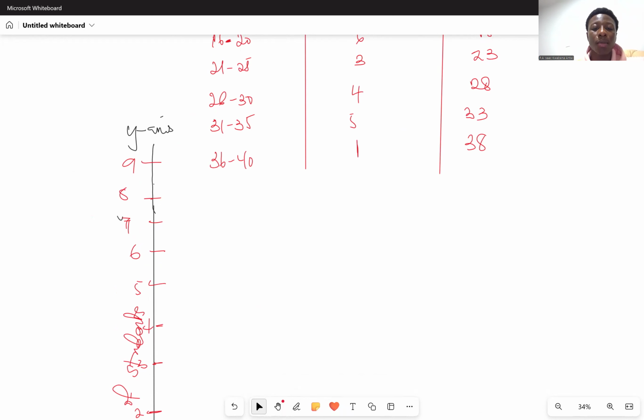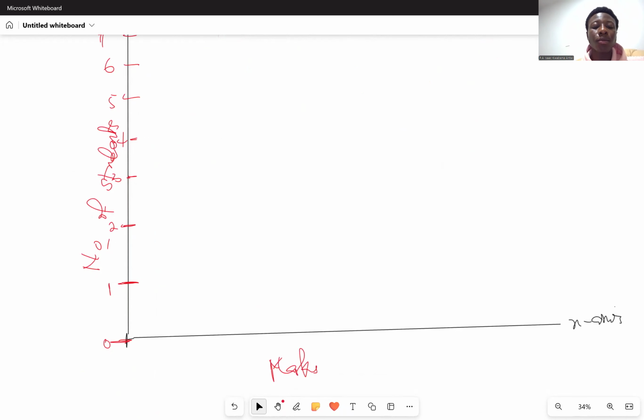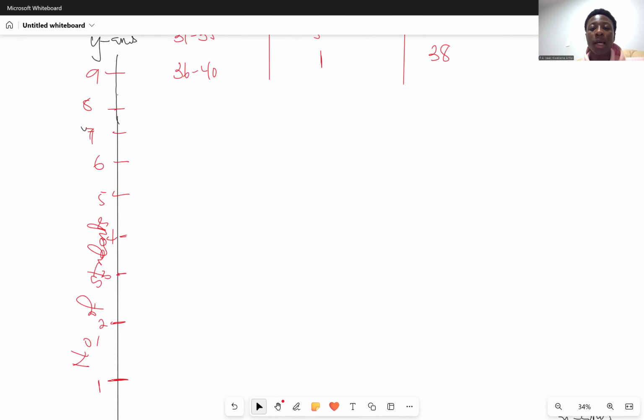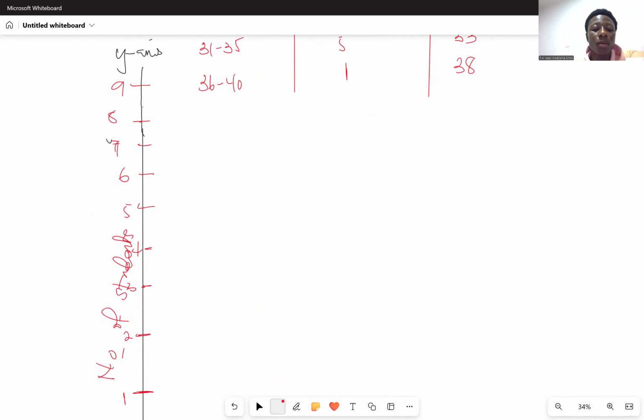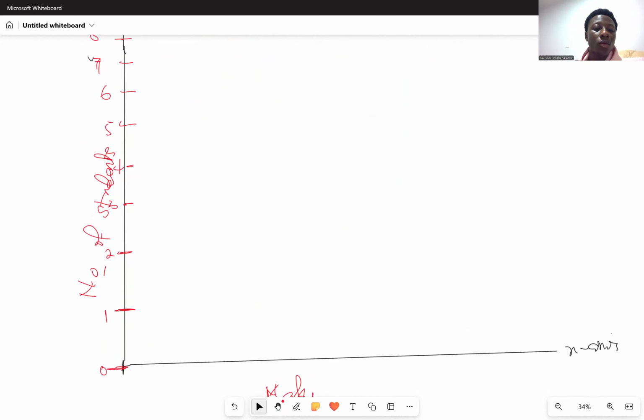I always talk about this. For the marks, don't write anything. Draw your boxes first. When you're done, you assign these values to the middle, right? So you can just pause the video, do this. When you're done, then you replay.